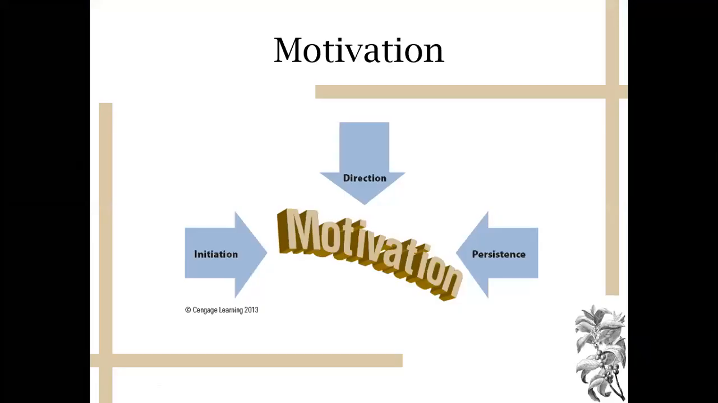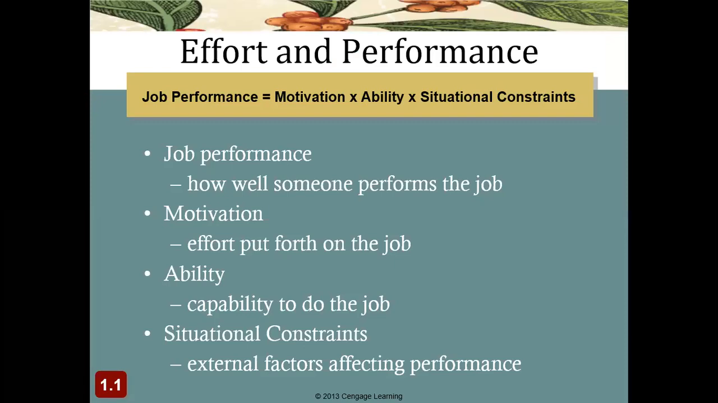So, motivation is a function of what you initiate, direction, and persistence. So, it's that direction, persistence, and initiate. So what we look at is how all these things give you this effort and performance. And there is a model, which basically is job performance equals motivation times ability times situational constraints.